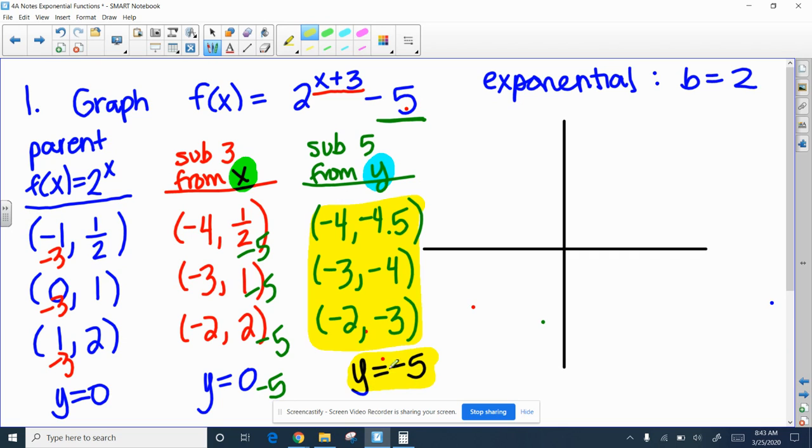Right, so that's where all our coordinate points are coming from. So now let's draw those in. I always start with drawing in the asymptote. I'm going to just draw in my own coordinate plane here.